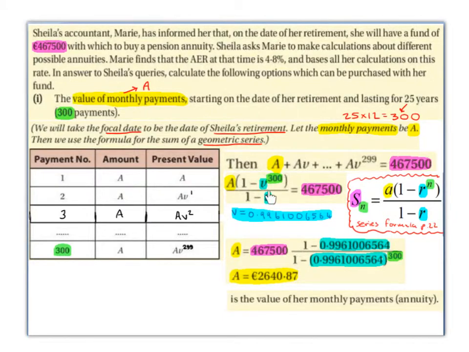So we're going to swap the V's for 0.9961006564. We got that in the previous slide. And then we solve for A. So we end up with A equals 467,500 times 1 minus 0.9961006564, all divided by 1 minus 0.9961006564 to the power of 300, and that gives us A is equal to €2,640.87. This is the value of her monthly payments, or her annuity.